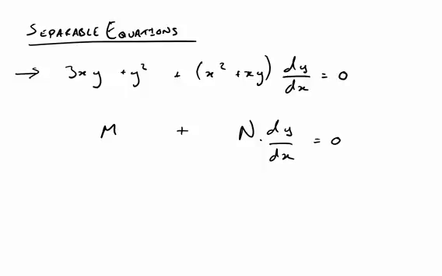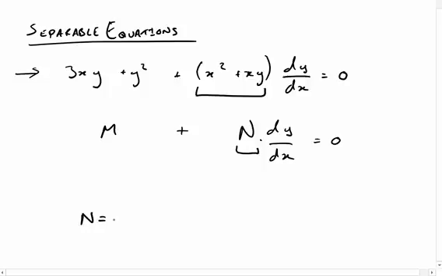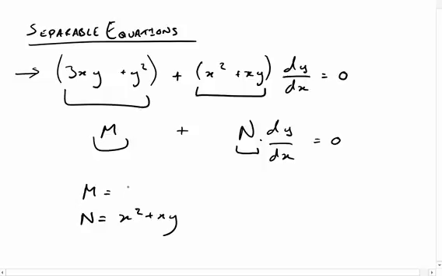Hopefully you can see the function being multiplied by dy by dx is this one here, the x squared plus xy. So that must be N. In other words, N is equal to x squared plus xy. Then the other function is this one here, so that must be M. M equals 3xy plus y squared.